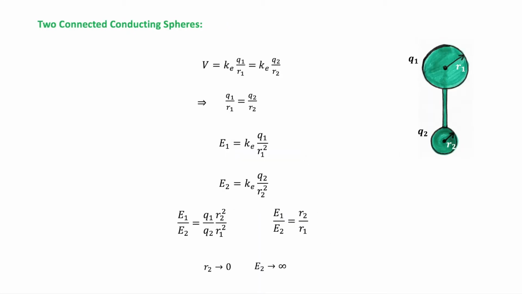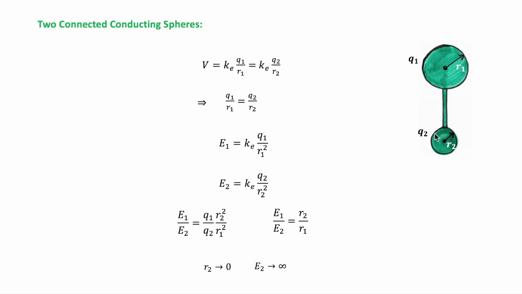So we will now consider the example of two connected conducting spheres as shown in this figure, and they are connected by a conducting wire. So if the spheres are in equilibrium, and suppose the charges are Q1 and Q2, and both are uniformly charged, we want to find the ratio of the magnitudes of the electric fields at the surfaces of the spheres, okay?